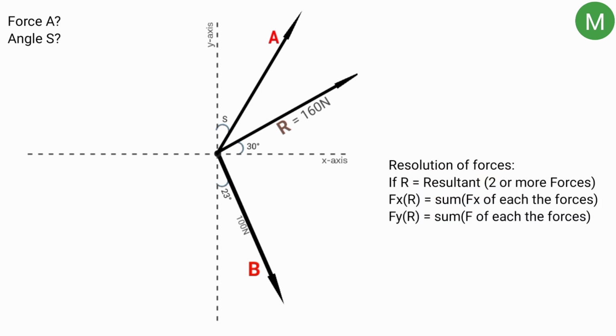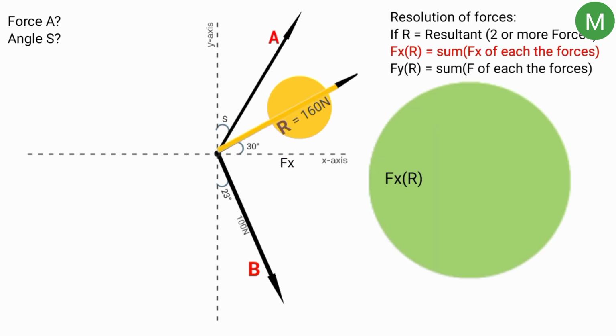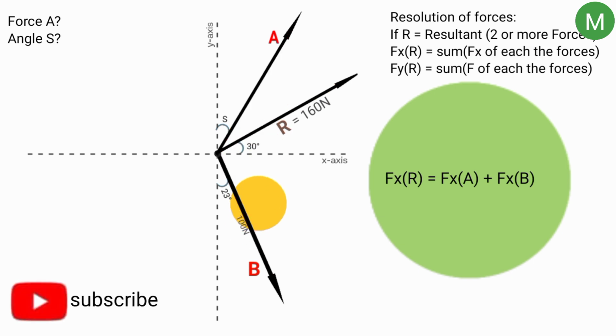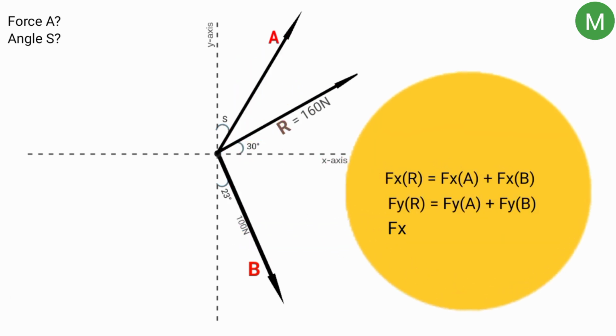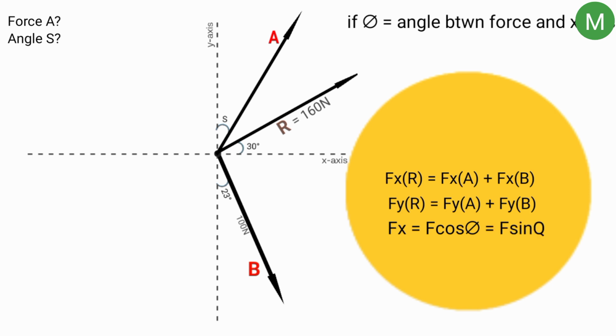So now we can say f of x of the resultant equals f of x of A plus f of x of B, and f of y of R equals f of y of A plus f of y of B. We already noted that the x component of a force is f cos theta if theta is the angle the force makes with the x-axis, or f sine theta, where theta is the angle the force makes with the y-axis.